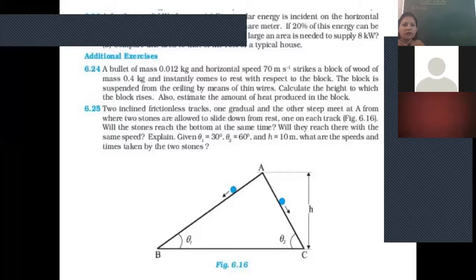Yes. Question number 24. A bullet of mass 0.012 kilogram and horizontal speed 70 meter per second strikes a block of wood of mass 0.4 kilogram and instantly comes to rest with respect to the block. Okay, so understand the situation. There is a bullet coming with certain speed, striking a block of mass, this, and it comes to rest with respect to the block. The block is suspended from the ceiling in this case by means of thin wires.